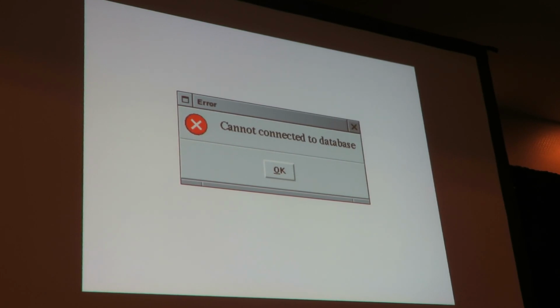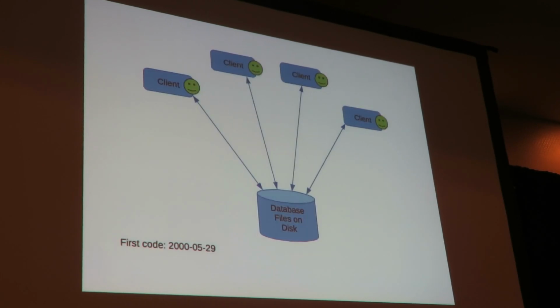So I thought, why do I need this server sitting between my application and the database? Why can't I read it directly off of the disk? Because I was sitting right there. It's on the same machine. And I looked around, and there was nothing around that would do that. And I thought, well, I'll just write my own. How hard can that be, really?